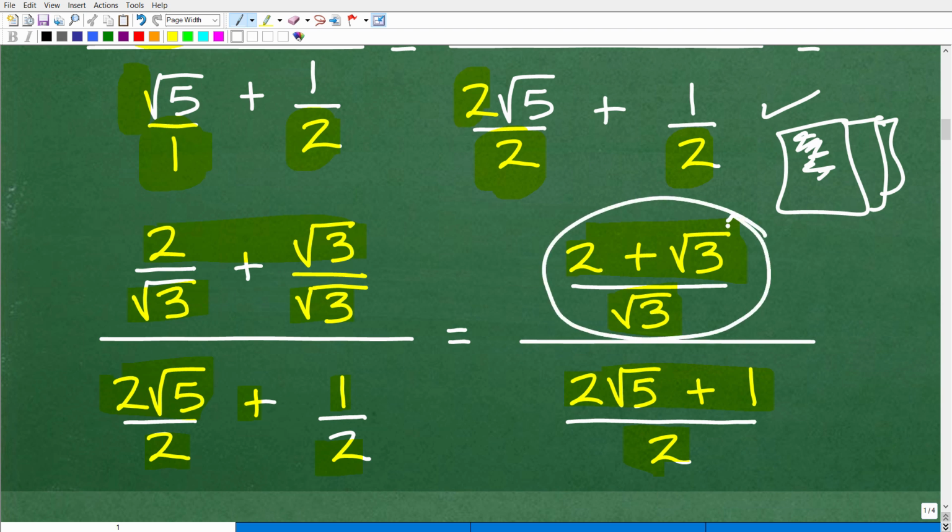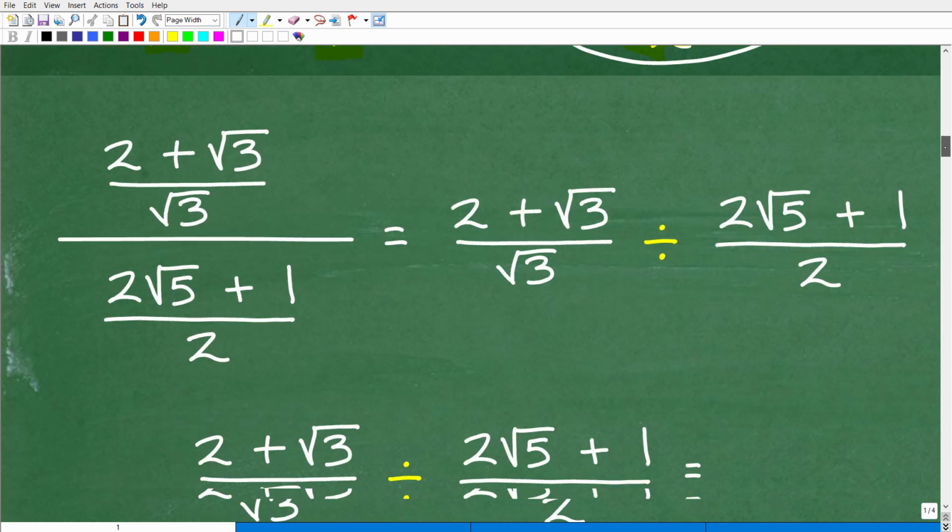All right, so now we have this expression. We're dealing with the complex fraction, this fraction being divided by this fraction. So let's go ahead and take a look at the next move here, okay?